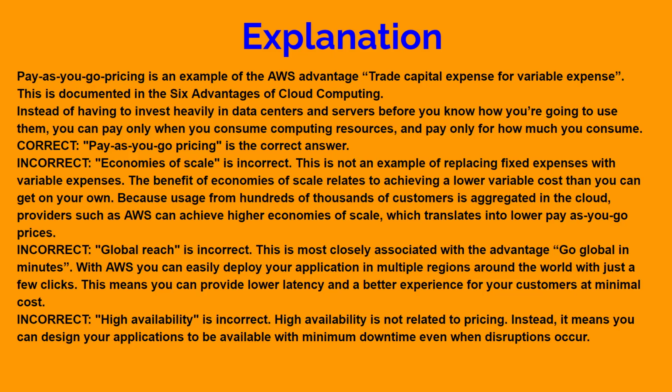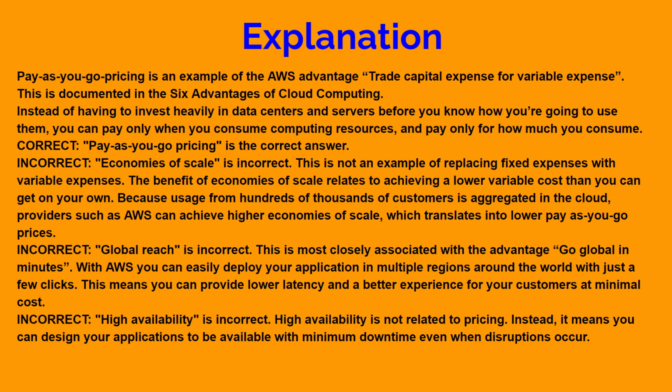Explanation. Pay-as-you-go pricing is an example of the AWS advantage, trade capital expense for variable expense. This is documented in the 6 advantages of cloud computing. Instead of having to invest heavily in data centers and servers before you know how you're going to use them, you can pay only when you consume computing resources, and pay only for how much you consume. Correct. Pay-as-you-go pricing is the correct answer.